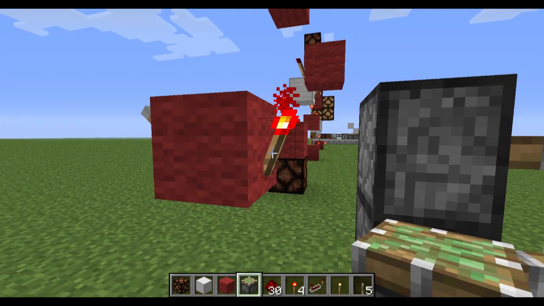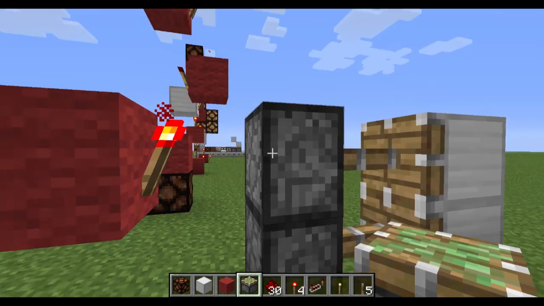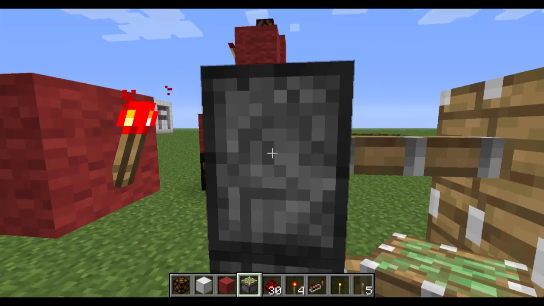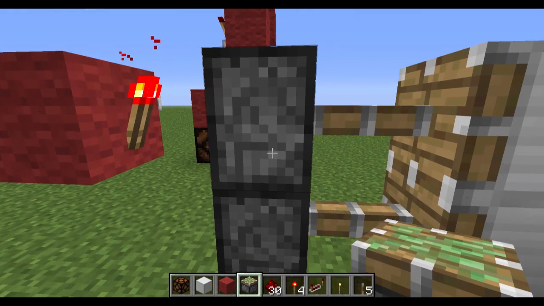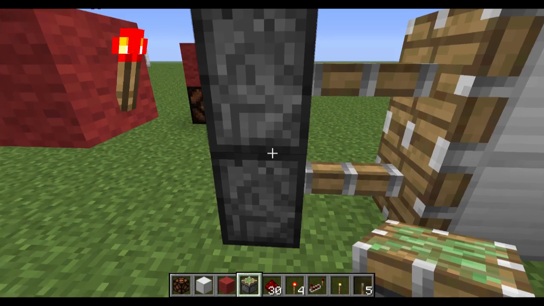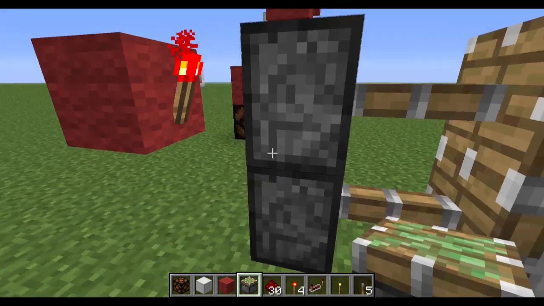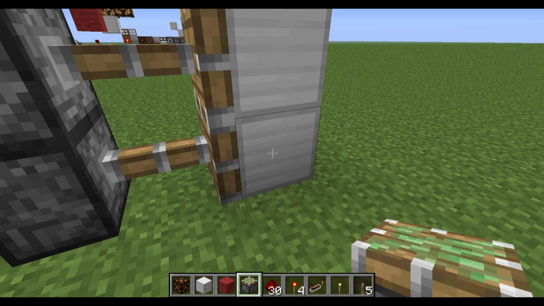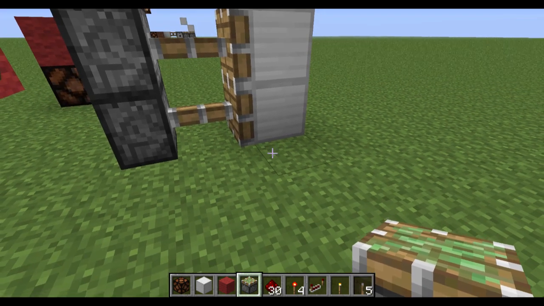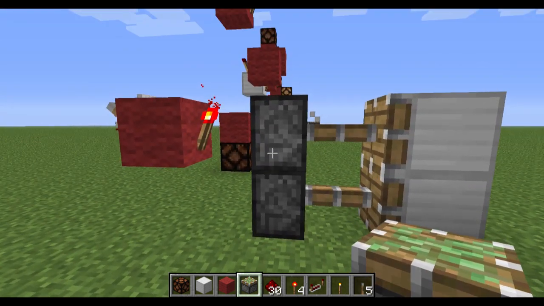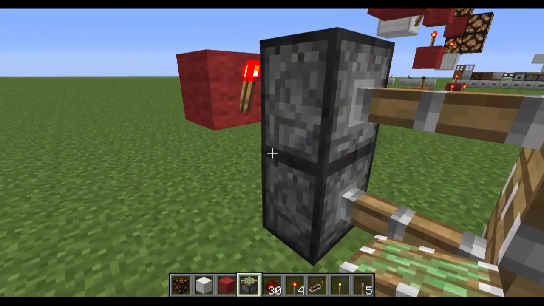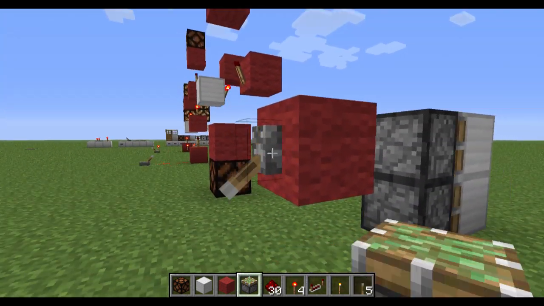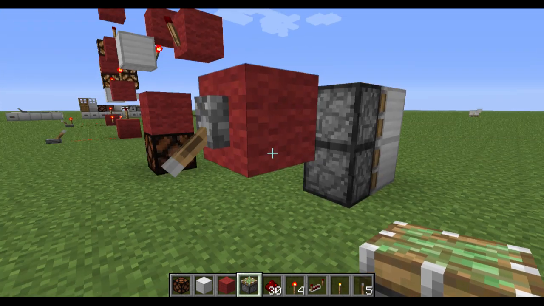This torch is powering this one because this is within the second degree range of power. But because this block is in the second degree range of power and the top of this piston is touching that block, that area, it powers as well. I don't know if that's considered a bug. It's been there forever. I like to consider it just a property of pistons. So then you can sit there and go all day long.